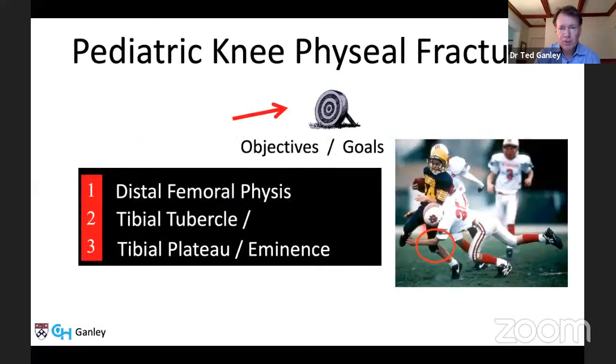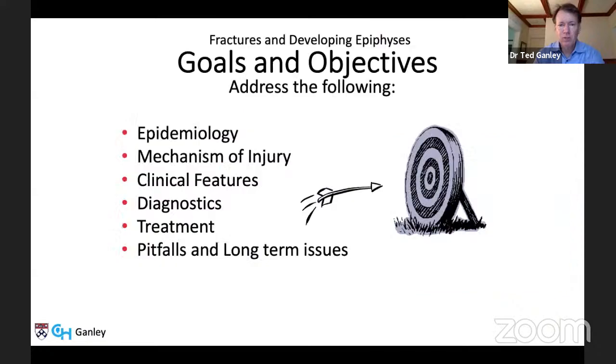We'll be addressing pediatric knee physeal fractures. Our objectives and goals will be to address primarily distal femur physis, tibial tubercle, plateau, and we'll address some eminence fractures as well. And we'll look to address some of the following features you see on the left.